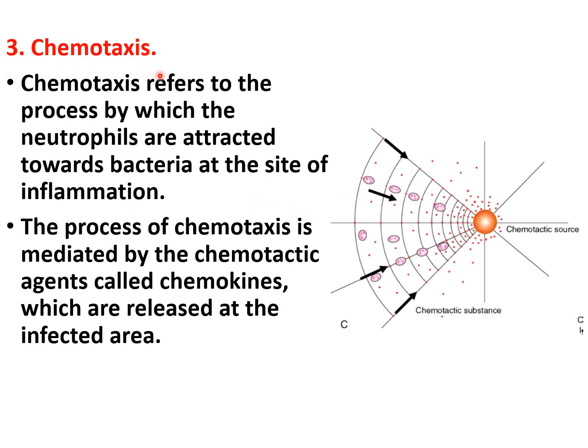Then what is chemotaxis? Chemotaxis refers to the process by which the neutrophils are attracted towards the site of inflammation. The process of chemotaxis is mediated by chemotactic agents known as chemokines, which are released at the site of infection. So these are the chemotactic source and these are the chemotactic substances. So neutrophils are attracted towards the site of infection.